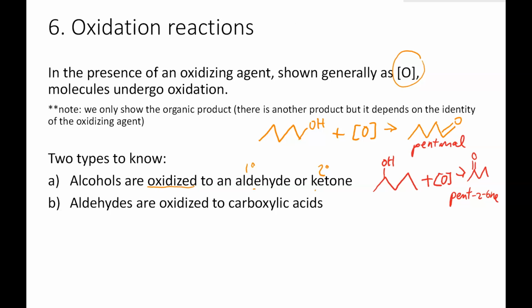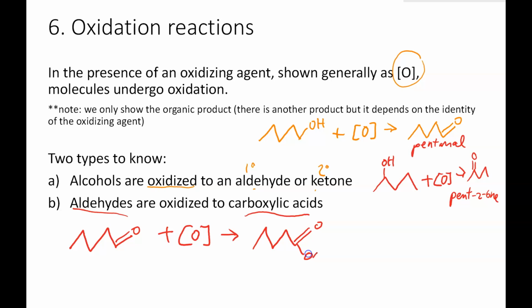An aldehyde could be further oxidized to become a carboxylic acid. So for example, if I take my pentanal from the previous example, I can take an aldehyde, and if I react it with an oxidizing agent, it will become a carboxylic acid. So we'll stick an OH on the same carbon that had the double bond O. Now keep in mind, we've also taken a hydrogen off here. We're not showing the mechanism, we're just looking at what the organic reactant and products are.